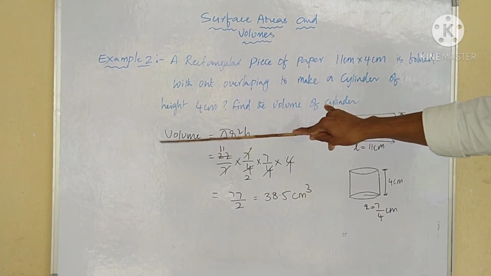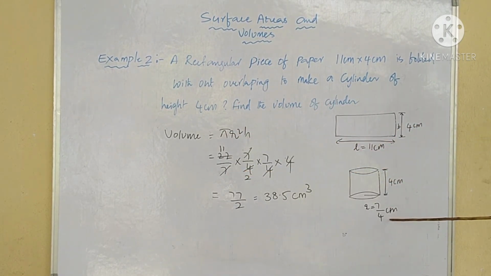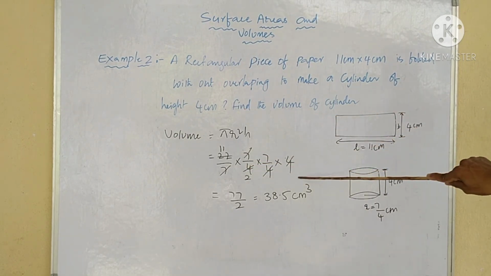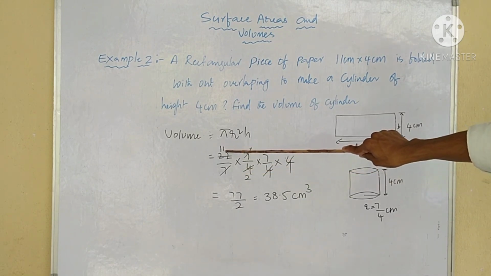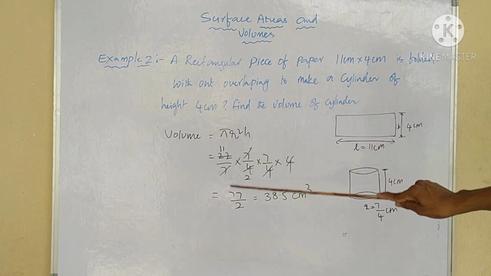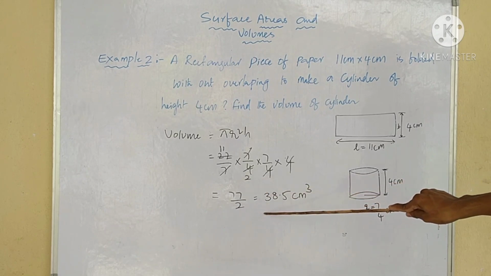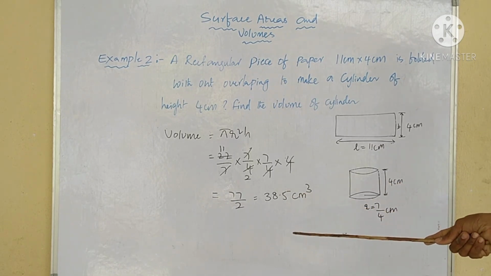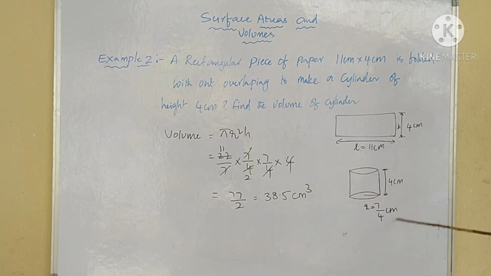So the volume of the cylinder formula is pi r square h. Pi is 22 by 7, the radius of the cylinder is 7 by 4, r square means 7 by 4 into 7 by 4, into h, where the height of the cylinder is 4 centimeters. Here 4 cancels. 2 2s are 4, 2 11s are 22, 7 cancels. So the remaining result is 11 into 7, 77 by 2, which equals 38.5 cubic centimeters. So the volume units are cubic centimeters, and our final answer is 38.5 cubic centimeters.